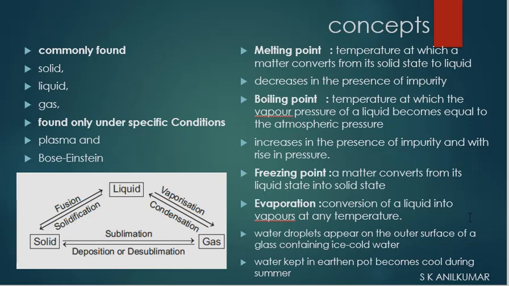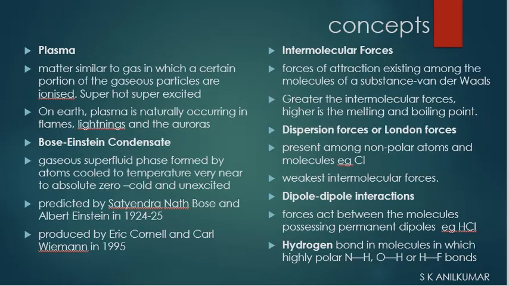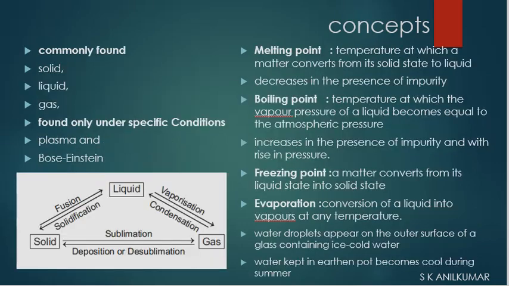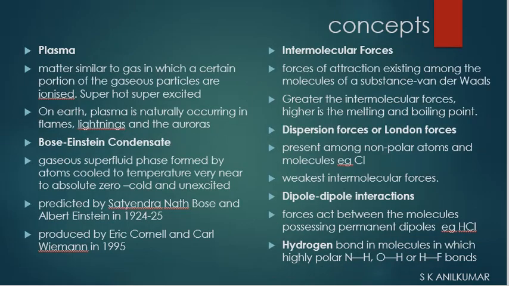What is plasma? We have seen solid, liquid and gas, and then two things called plasma and Bose-Einstein. What are these? Plasma is a matter similar to gas in which a certain portion of gaseous particles are ionized. Plasma is super hot and super excited.